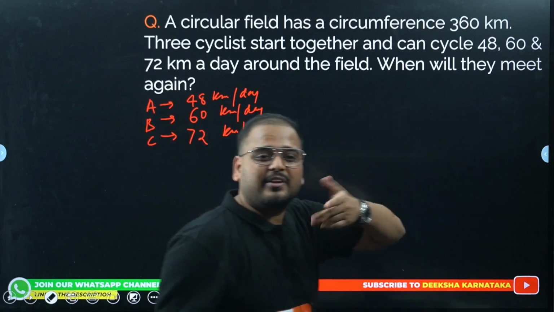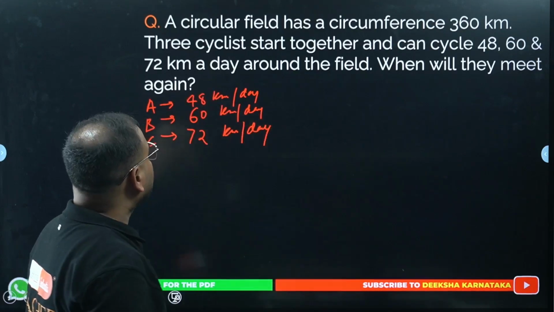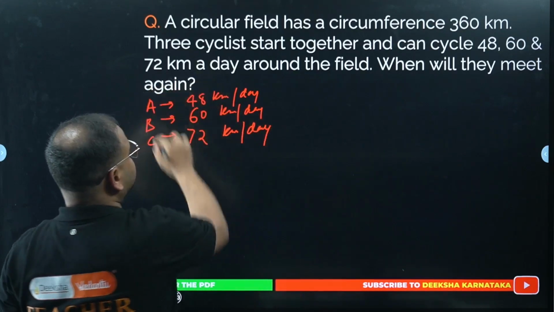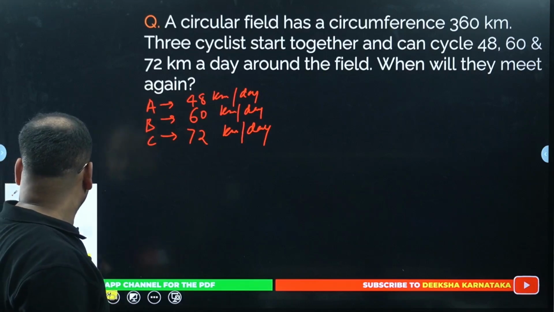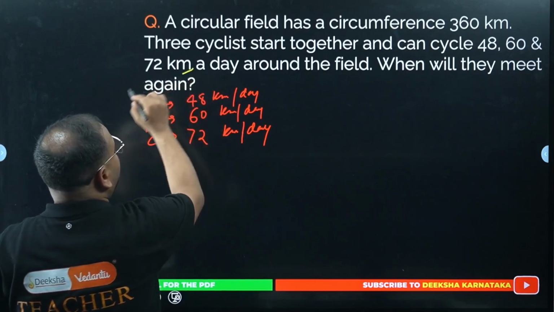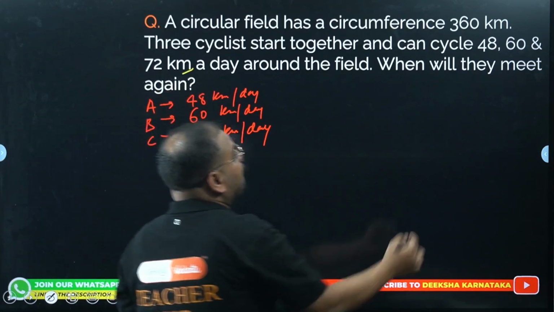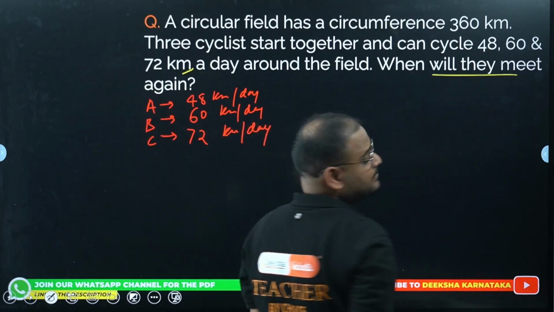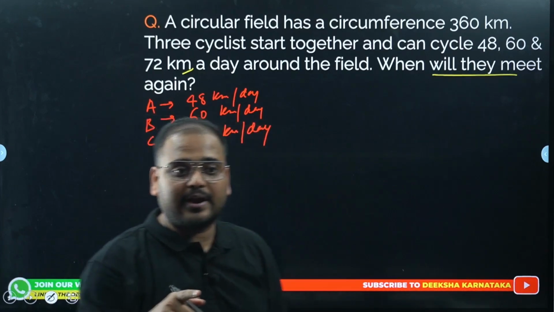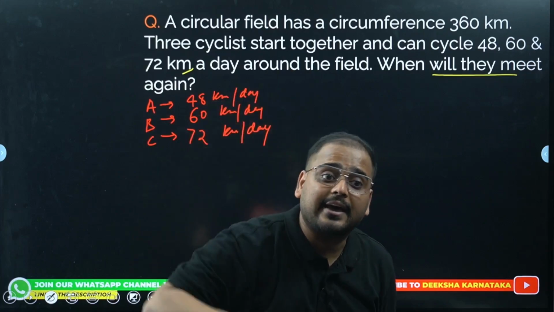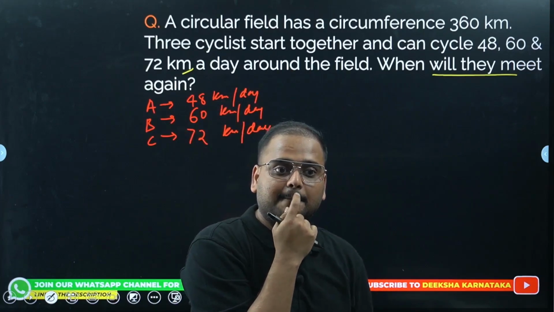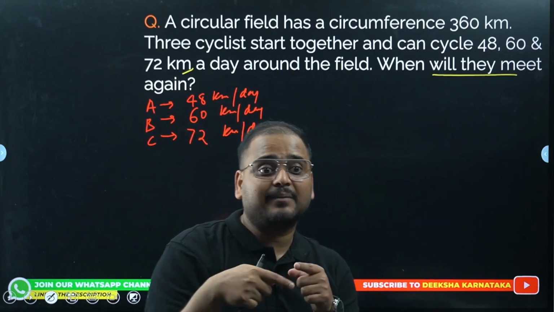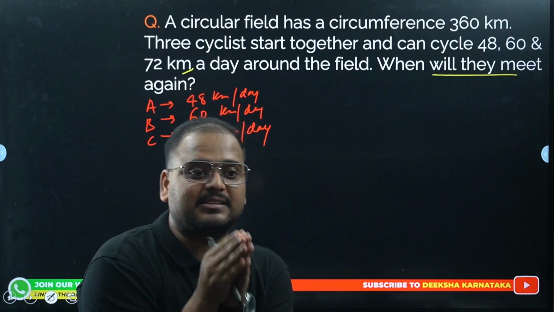Okay, so how many number of days we'll find? Before that, let's read the question. Till this part we have covered, we have read the question. Now when will they meet again? It means they started from the same point. For the first time, after starting, when will they come again at the same place?